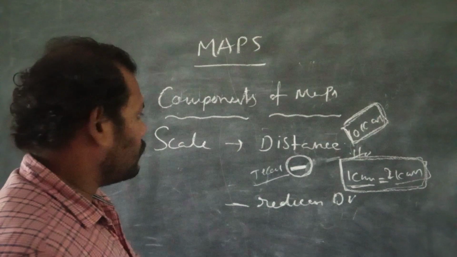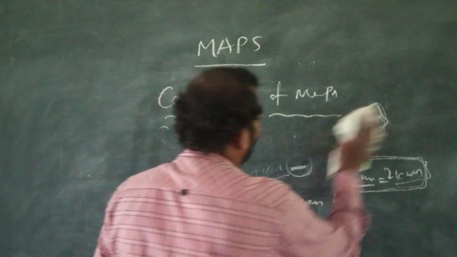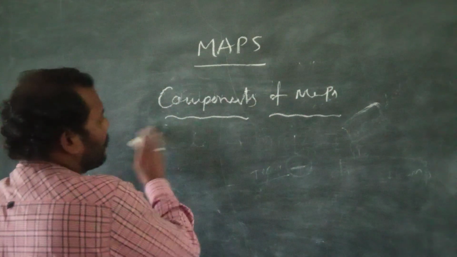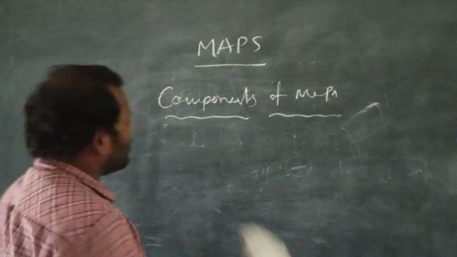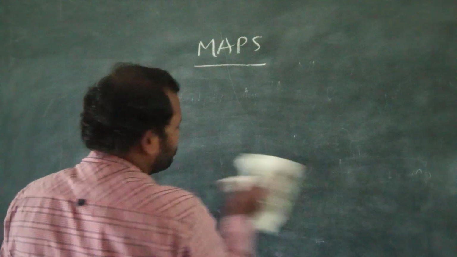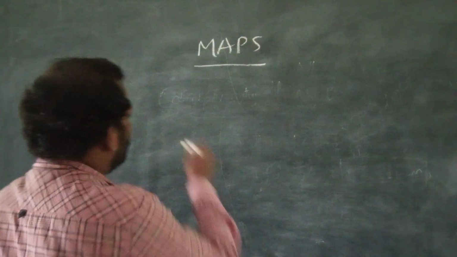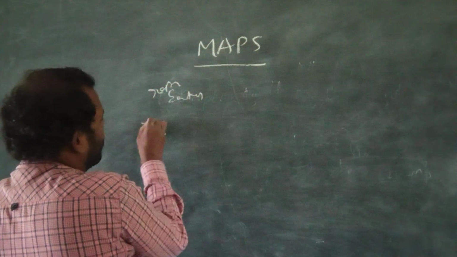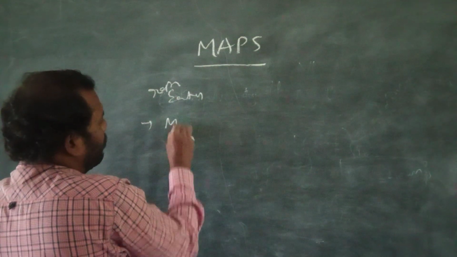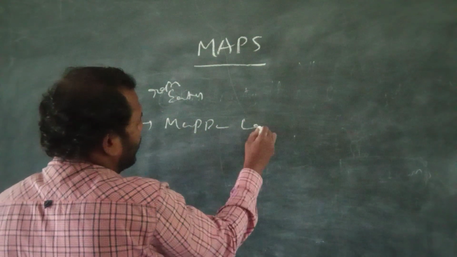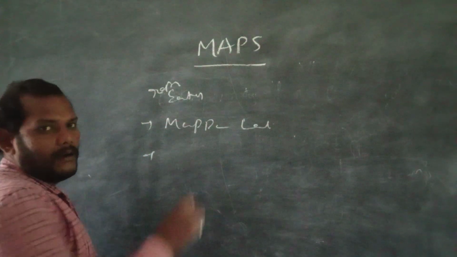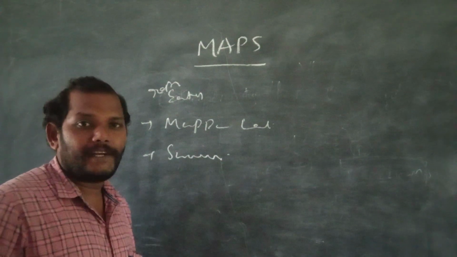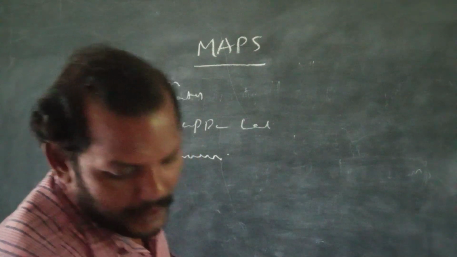Okay, now recall once what we learned in this class. What is a map? A map is a flat representation of the earth. The word map is derived from the Latin word mappa. Who first prepared maps? The Sumerians prepared the maps.